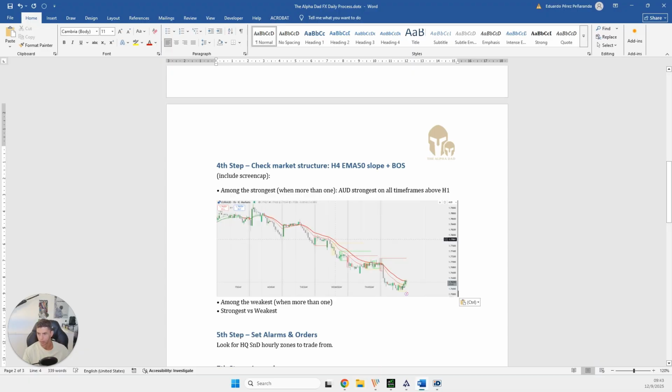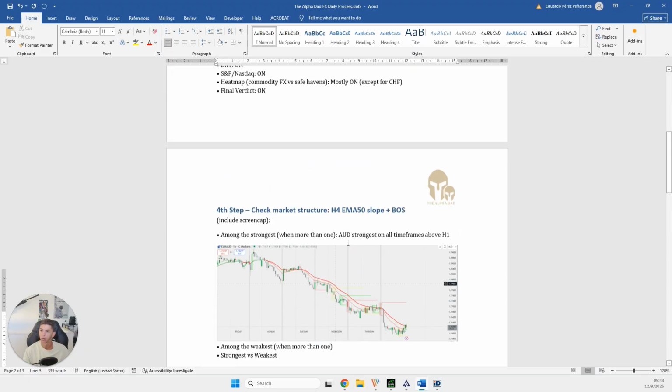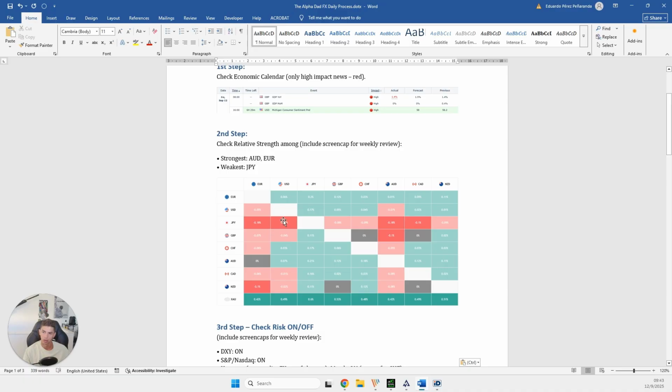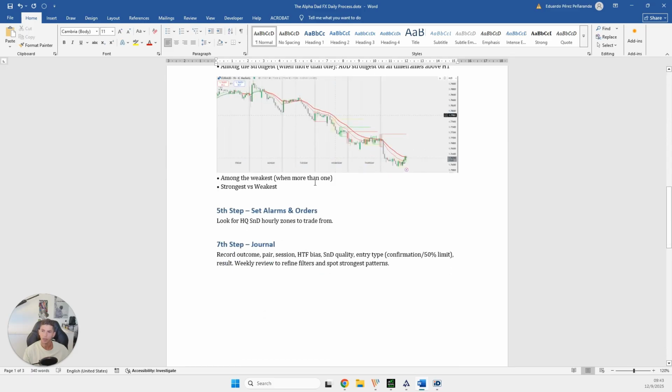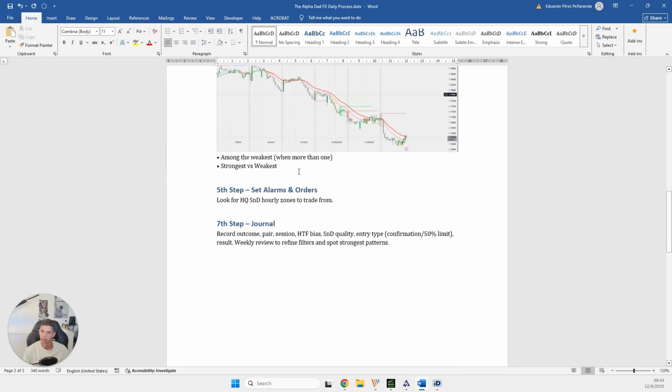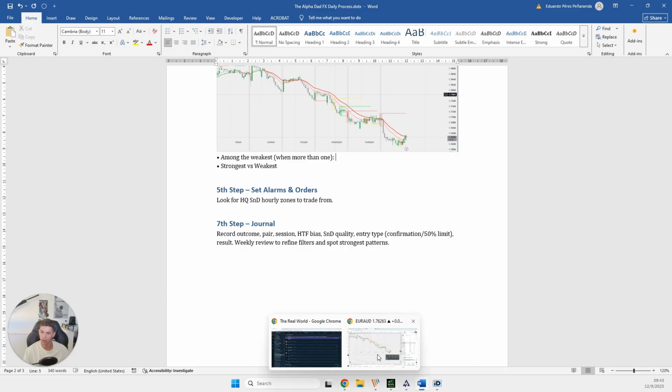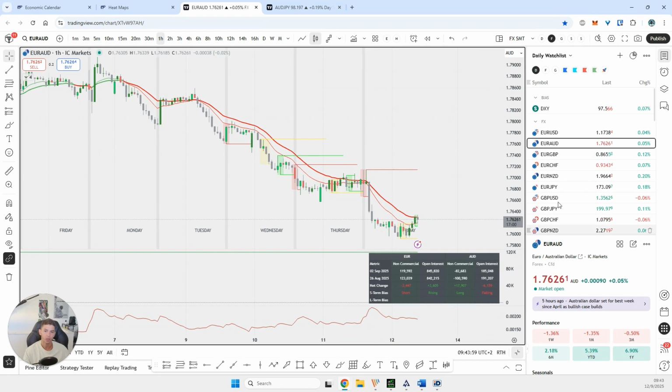All right, boom. I'm on the weakest. The weakest is JPY, right? But let's put USD because USD is weak, we checked the chart already. So let's check AUD USD, USD JPY, and we move from there.